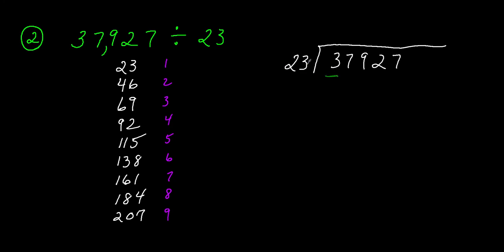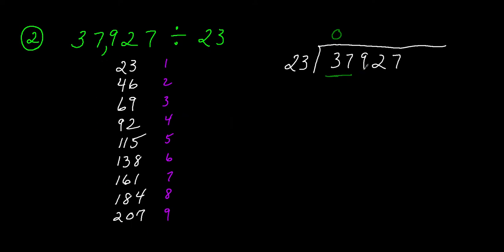Well, 23 is bigger than 3, so I put a 0 right above the 3. Now I'm going to combine the first two digits, the 3 and the 7. How many 23s make up 37? Maybe you can see this is going to be a 1 here, but you can use your list, right? I say to myself, okay, 37. Is 37 on this list?